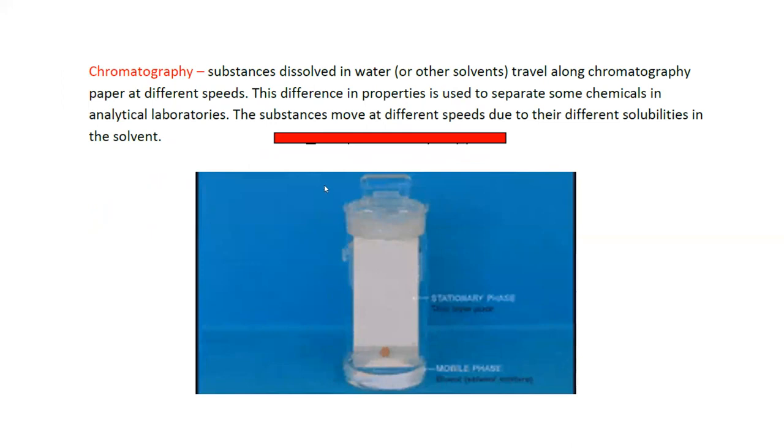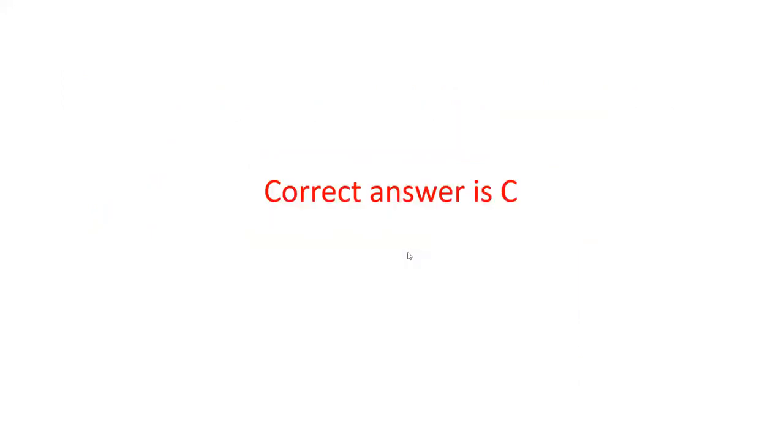Then we discuss chromatography. What do we do in paper chromatography? Chromatography is of different types. It can be liquid chromatography, it can be gas chromatography, it can be column chromatography or paper chromatography. But you are learning only one of them, that is called paper chromatography.